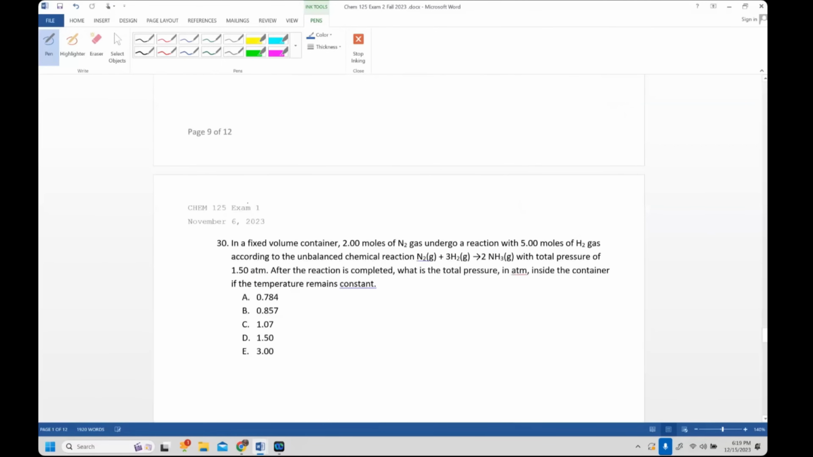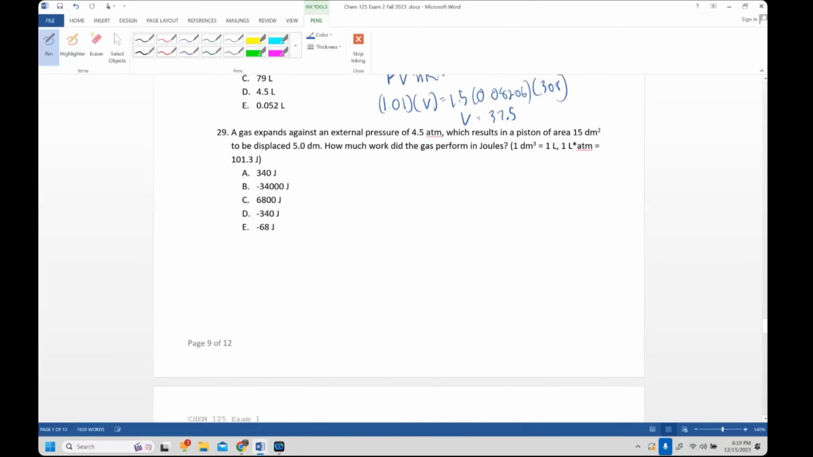All right, almost done. 29. A gas expands against an external pressure of 4.5, which results in a piston of an area of 15 decimeters squared being displaced 5 decimeters. How much work did the gas perform in joules? So work equals negative P delta V.